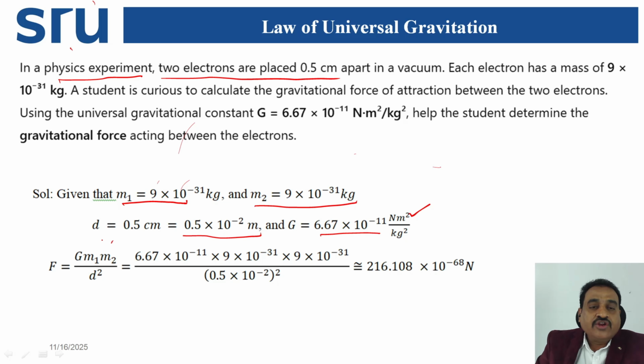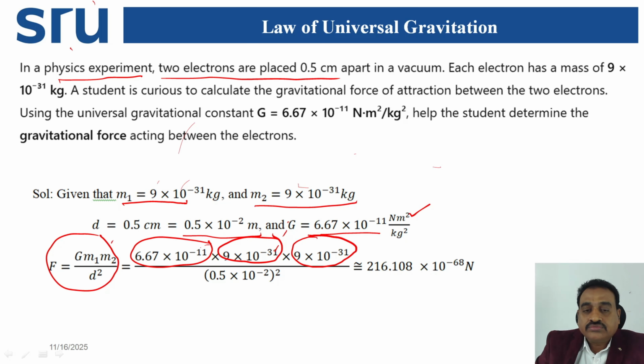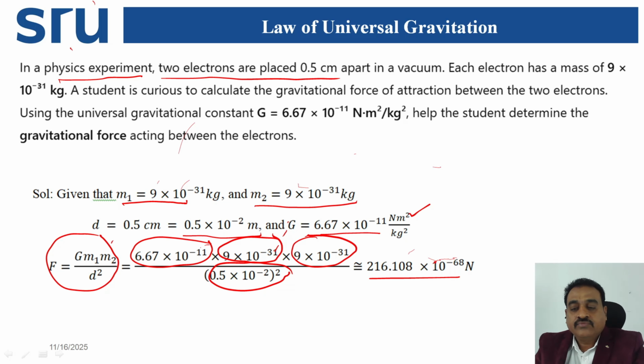So the formula we know very well: the force of attraction between two particles, F, is equal to G m1 m2 by d square. Substituting this G value, this m1 value, the same m2 value, and the distance square. After calculation, we get 216.108 × 10^-68 newtons.